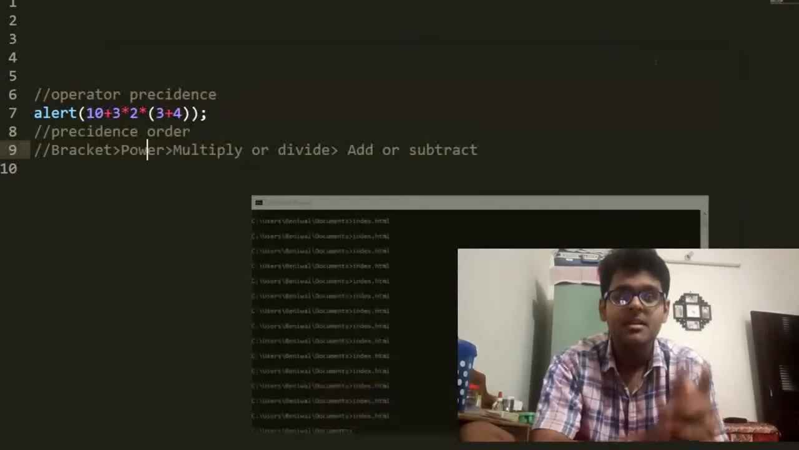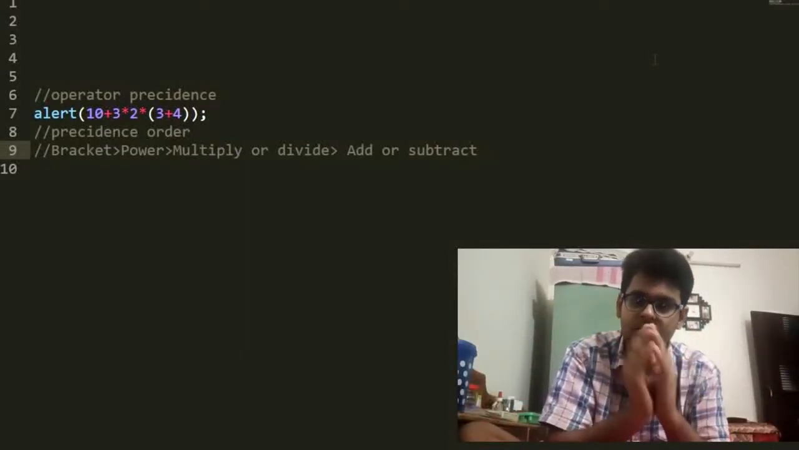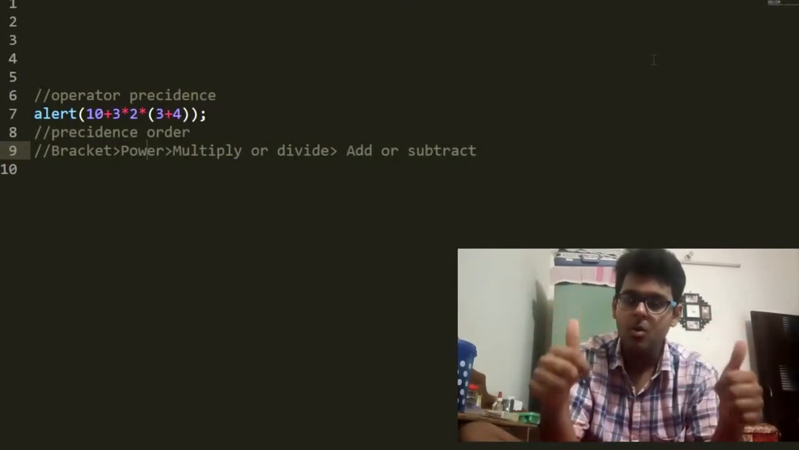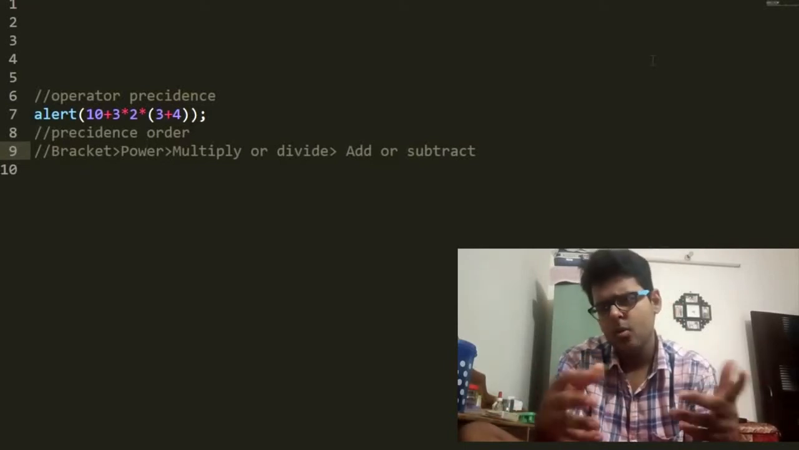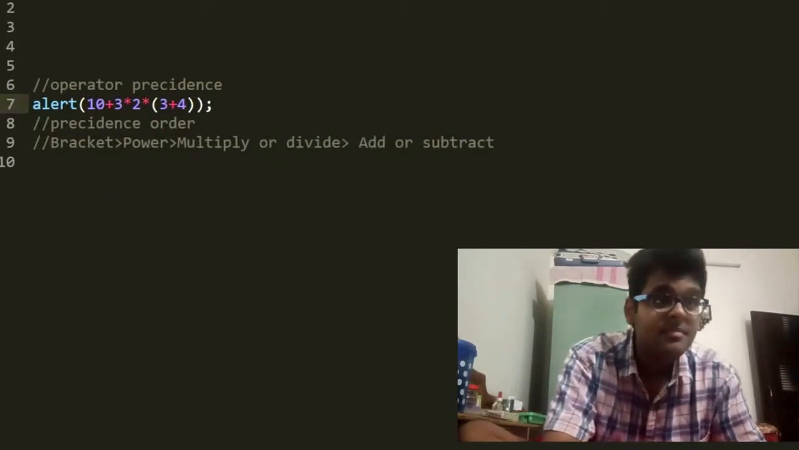So this is how the arithmetic operators are working in JavaScript. In the next part of the video we will talk about the increment and decrement operators and the assignment operators in JavaScript. So thank you.